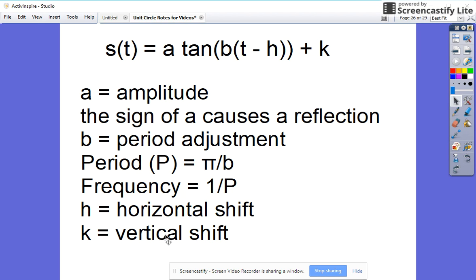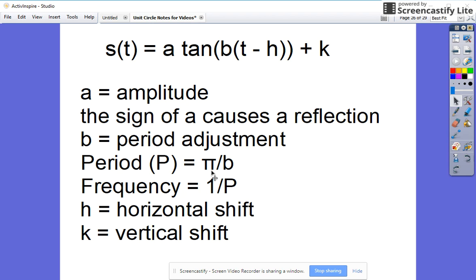Everything works exactly like it did for sine and cosine with one big exception, the period, pi over b. Now, some of you are asking, why is it pi over b instead of 2 pi over b? Some of you may still be wondering why it's 2 pi for sine and cosine, in which case I suggest you go look at the unit circle for both instances.